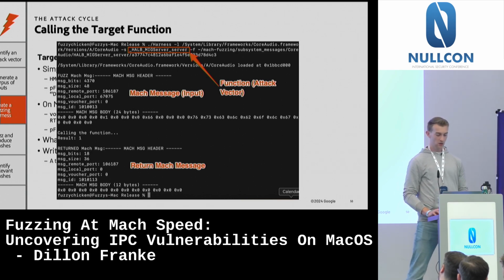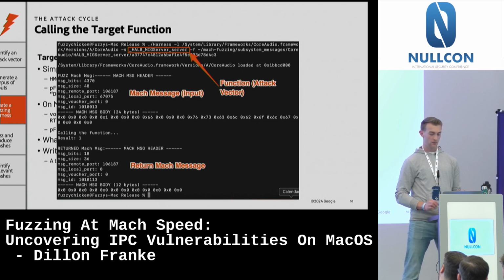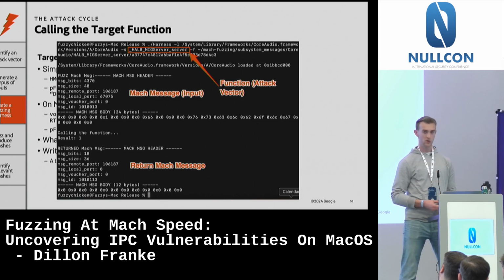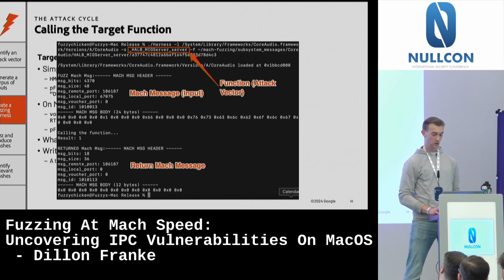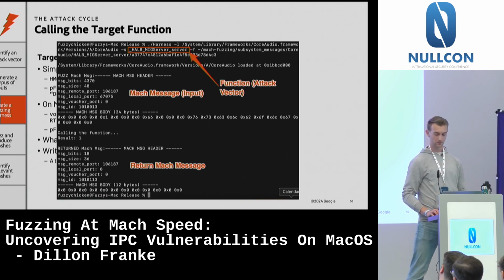And we can see we're actually able to print out that Mach message that was in our corpus, send it, and get a return Mach message from that handler, which is pretty cool. Now we see here, we get a result of 1, so clearly something is going wrong here, but we can at least call that function that we care about.